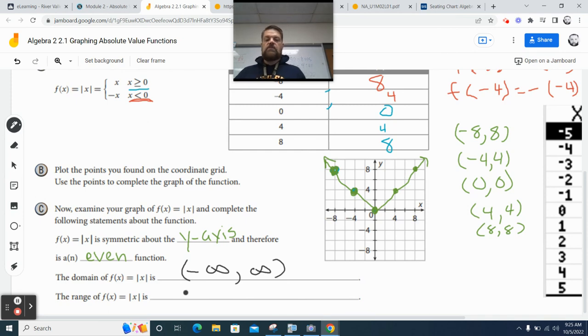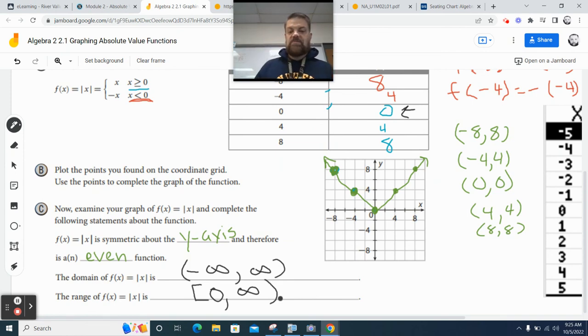Now, the range refers to the y values. So what's the lower boundary for y? What's the absolute lowest y value you would expect to see based on the graph? 0. Are we including 0? Yeah. So what does that mean? What do I put here? Bracket. And what's the highest y value you would expect to see? Infinity. Well, it approaches infinity. Infinity is not a number, so we can't say it's a value.